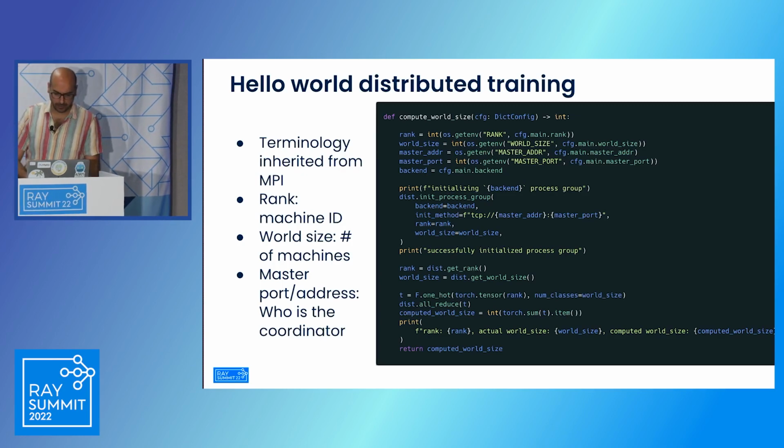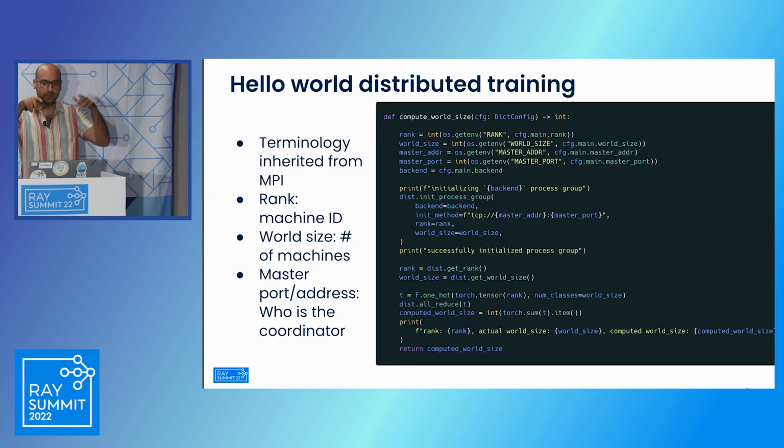And the important detail here is when you look at the dist.all_reduce(t), what we're effectively doing here is trying to get all the nodes to agree on what the world size is. But the same thing would apply if you wanted to agree on, let's say, your gradients. Instead of reducing over an integer, you would do a reduction over a tensor. But the same idea applies. And if you understand this, you understand how distributed training works in PyTorch.